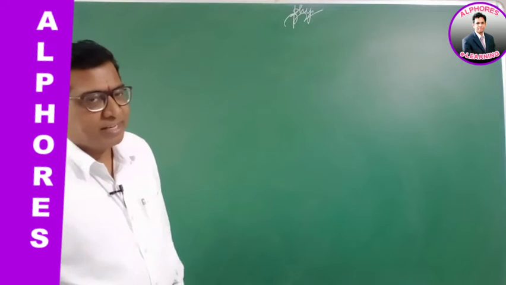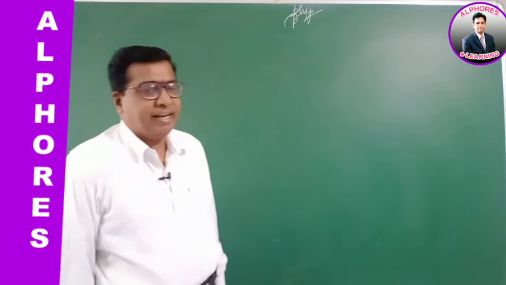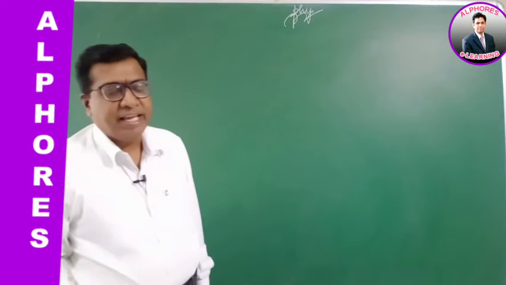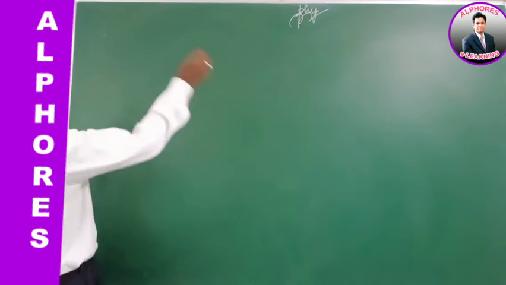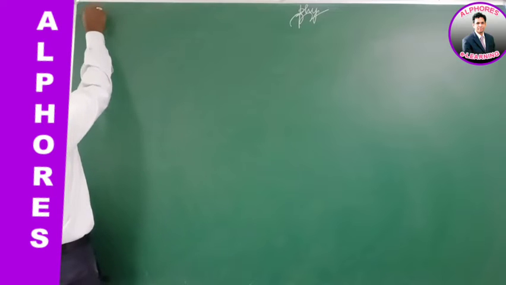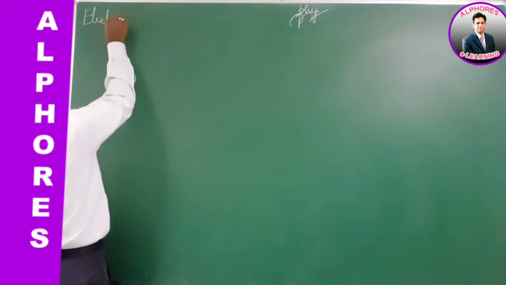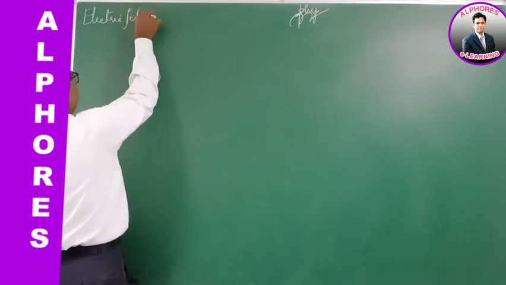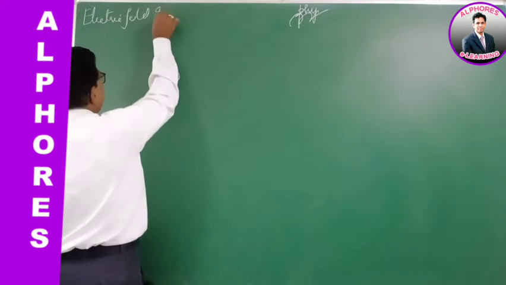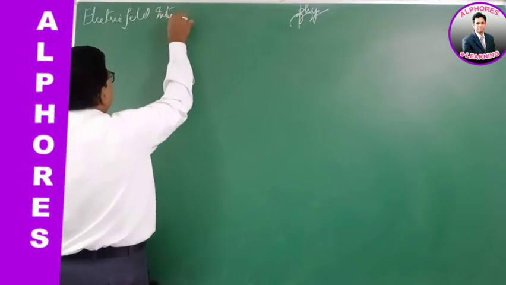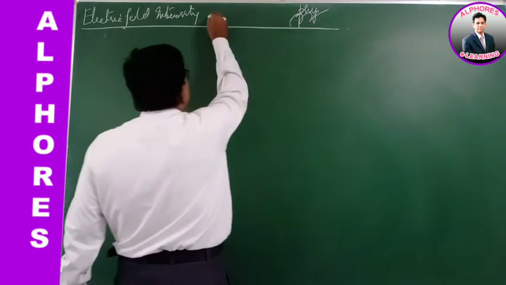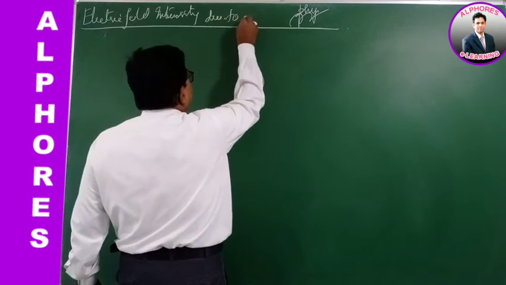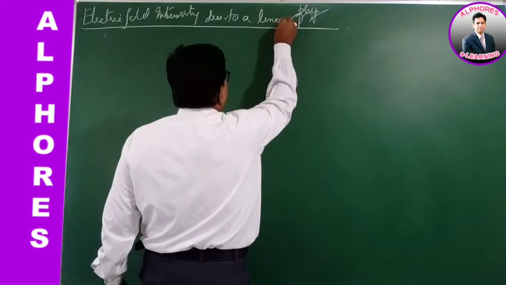Now in this session, we will derive the electric field due to a linear charged conductor, a line of charge. We are deriving the electric field intensity, the electric field strength, due to a line of charge, due to a linear charged conductor.